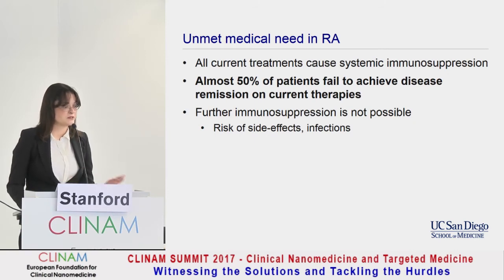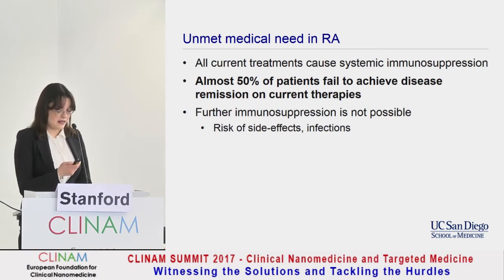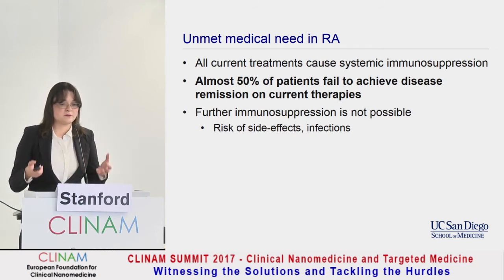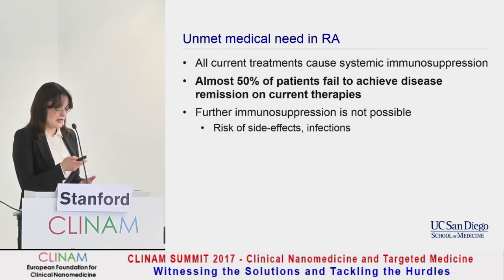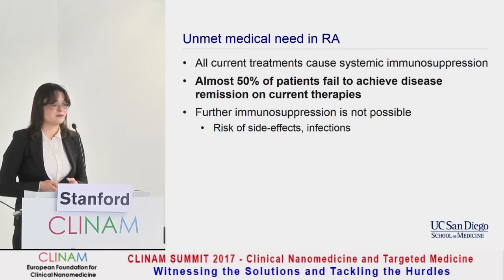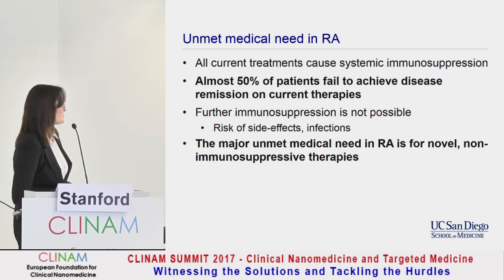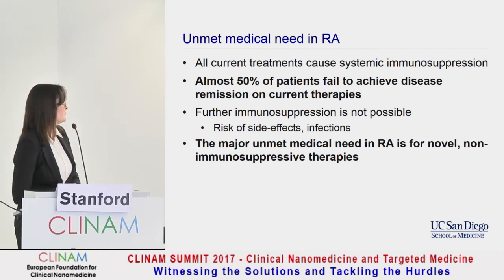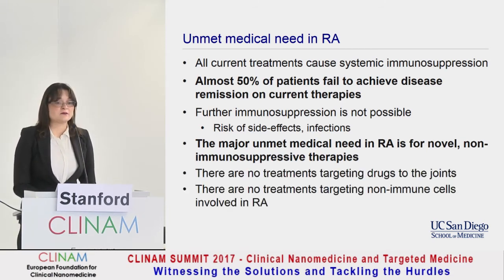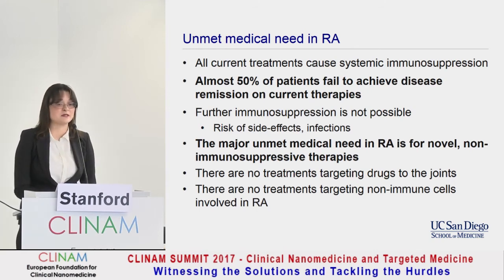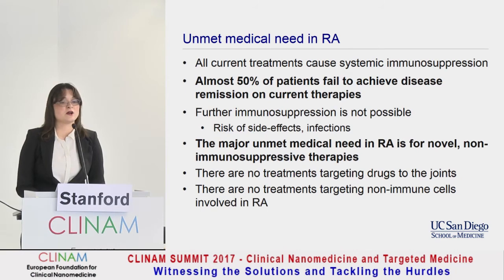All of the treatments that are available right now cause immunosuppression, and about 50% of the patients don't have disease remission. So the treatments work for a while, and then they stop working. And combining multiple biologics has its limitations because this can lead to an unacceptable risk of infections, because these are immunosuppressive therapies. So really, the major unmet medical need in RA right now is for novel non-immunosuppressive therapies. And I'd just like to point out that right now there are no treatments that are actually targeted directly to the joint. These are all systemic treatments, which work in the joint, but they cause systemic immunosuppression. And there are no treatments that target non-immunological cells.